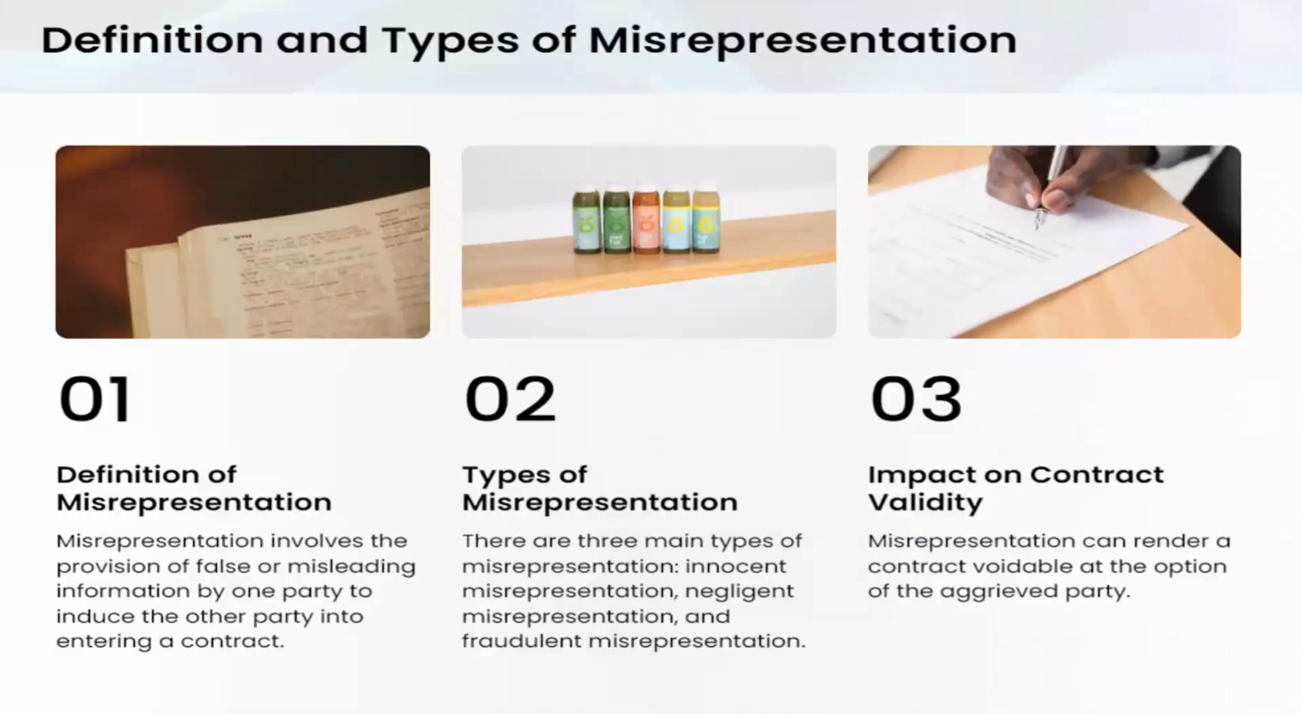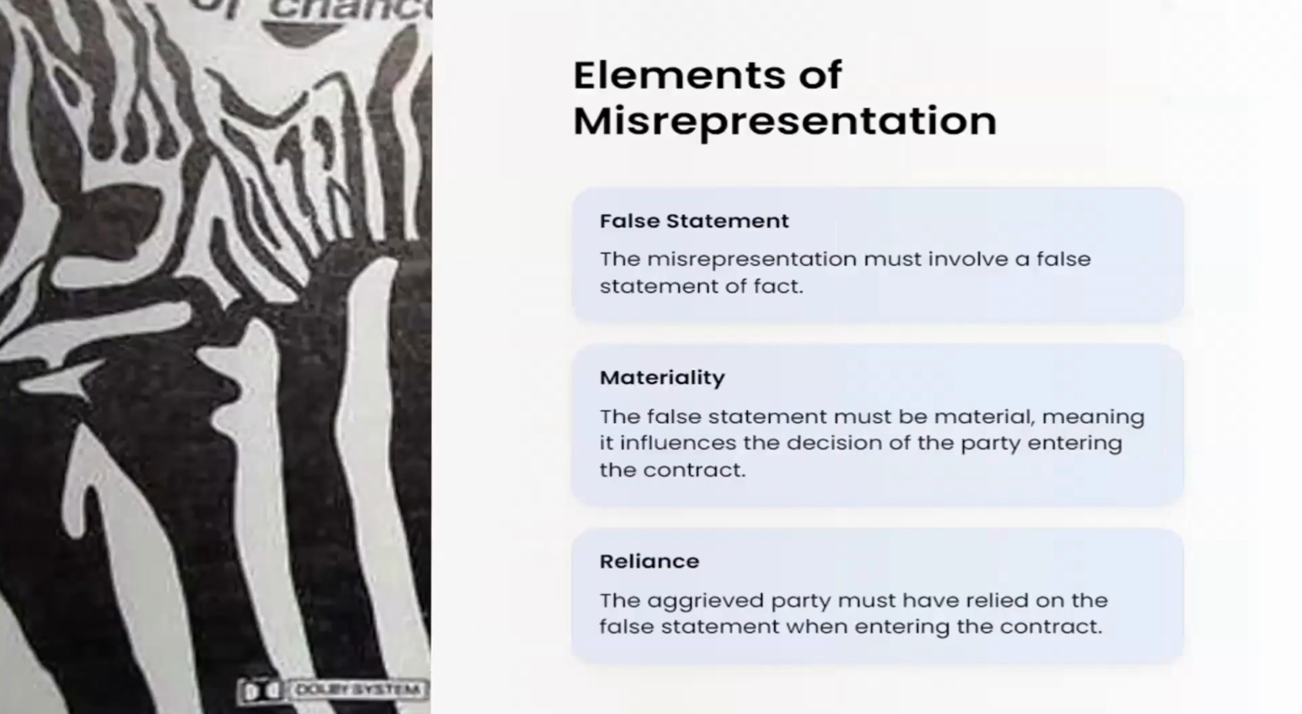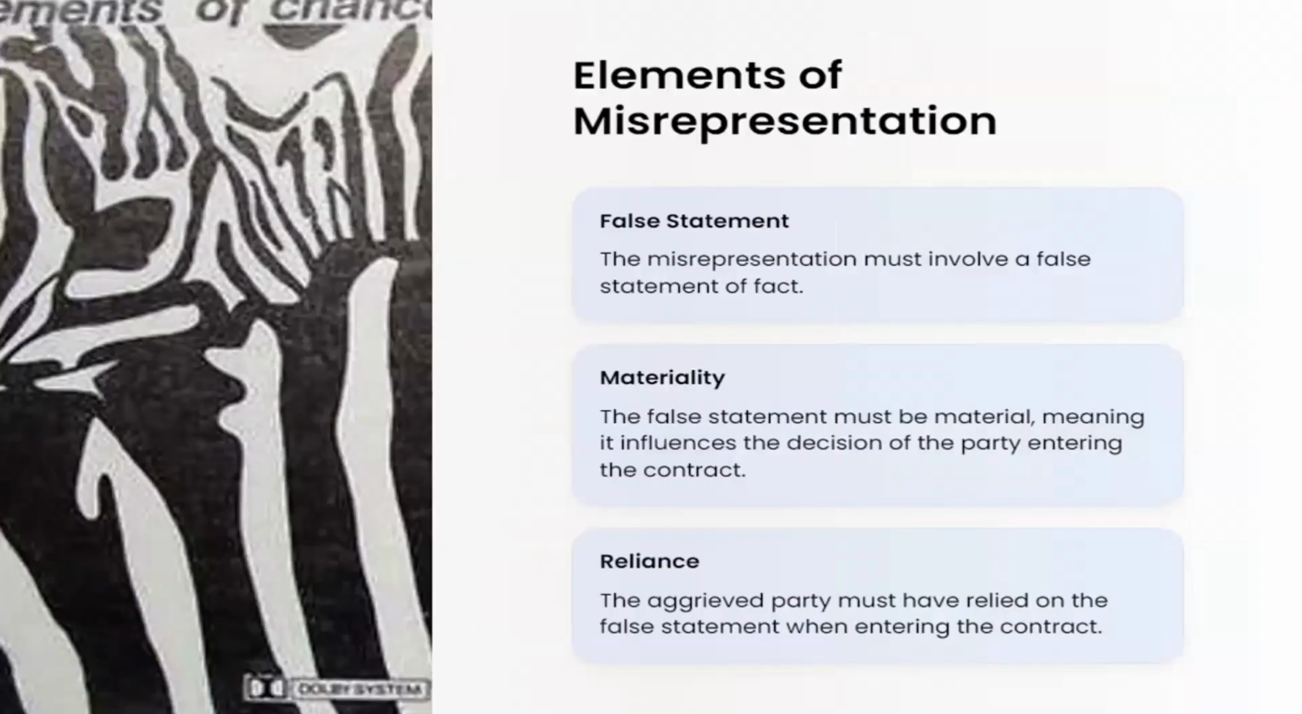This is where we break down the definition and types of misrepresentation. So I'll tell you a story. Picture this. Suppose you are entering a contract and someone slips in some false info to sweeten the deal. That's misrepresentation. There are innocent, negligent, and fraudulent types, and it can actually make a contract voidable. Crazy, right? Now let's talk elements: false statements, materiality, and reliance. It's like a misrepresentation checklist.